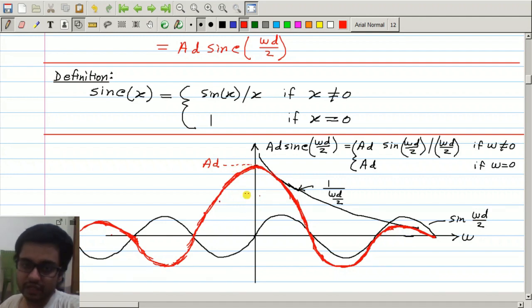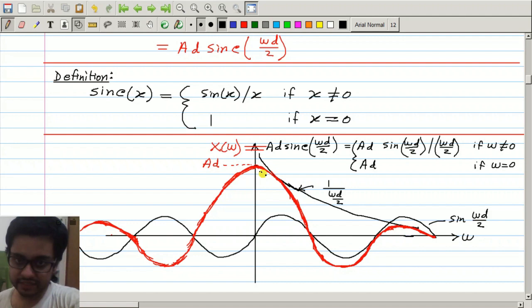So this is how the sinc(ωd/2) multiplied with Ad is going to look like. And this is equal to X(ω), the Fourier transform of x(t). And this graph is actually the frequency spectrum of small x(t). In fact, if you take the modulus of X(ω), that we will call the magnitude spectrum.